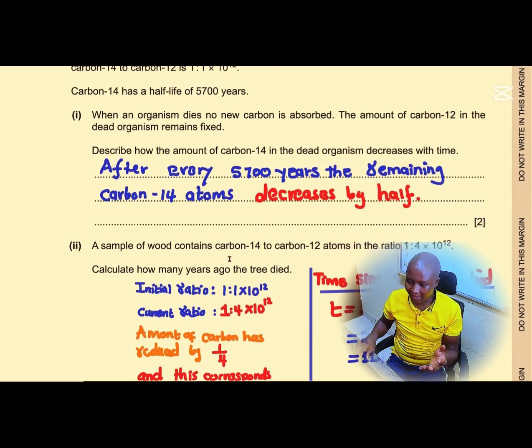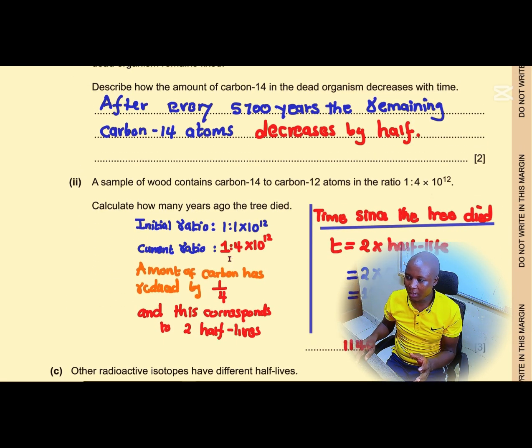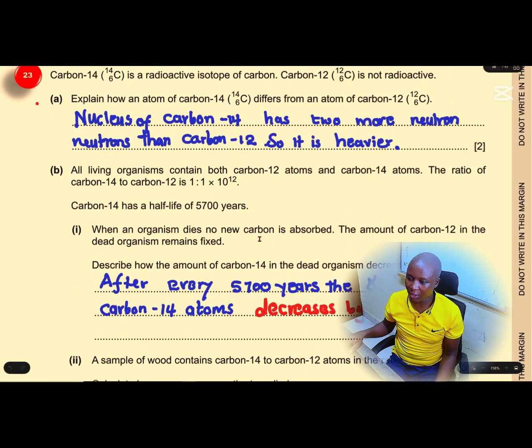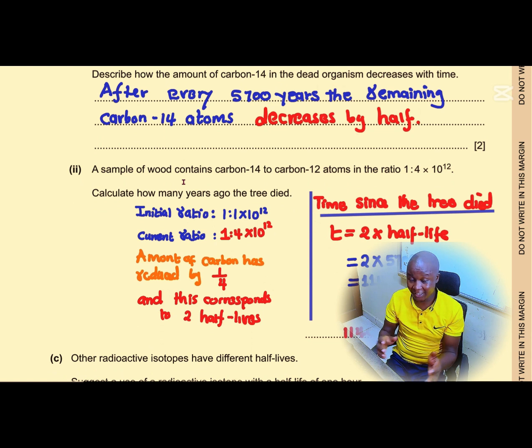So for radioactivity, you need to understand that. And we're told that the sample of wood, remember initially it was having a ratio of 1:1. So carbon 14 and carbon 12 were in a ratio of 1:1. After some years, the ratio becomes 1:4. So meaning the carbon 14 has reduced to a quarter. So how many half-lives has it undergone?